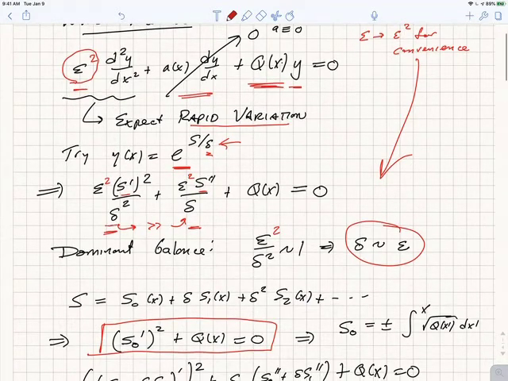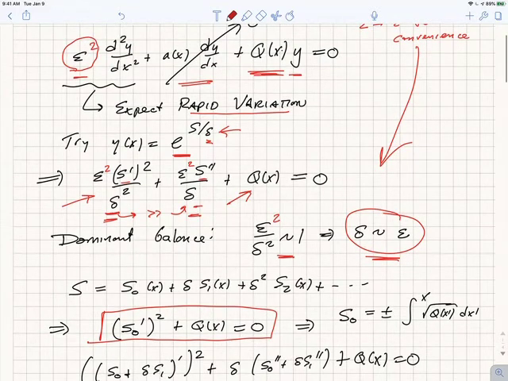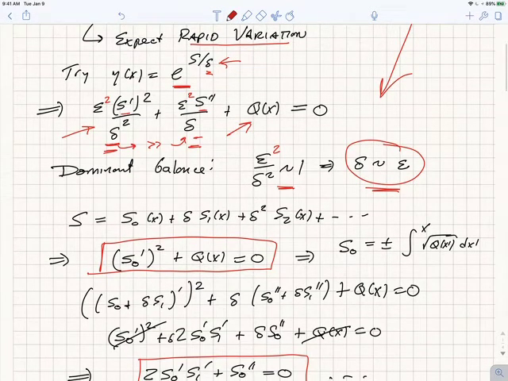Therefore, you expect this term to dominate over this, and dominant balance is given by equating this term with the term capital Q, the other term of order 1 in the equation, with this term being subdominant. So epsilon squared over delta squared should be of order 1, or delta is order epsilon. And that's why we chose the parameter in front of d squared y by dx squared to be epsilon squared. Now, we're going to assume that we have an expansion for s in powers of delta, and we're going to solve this nonlinear differential equation order by order in delta.